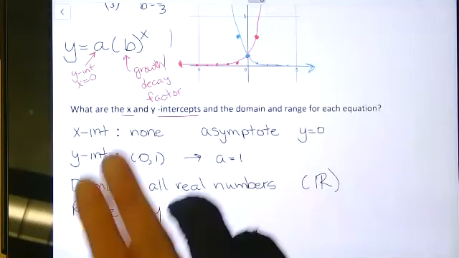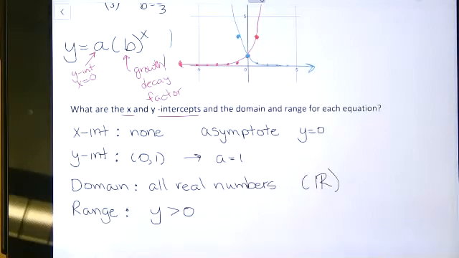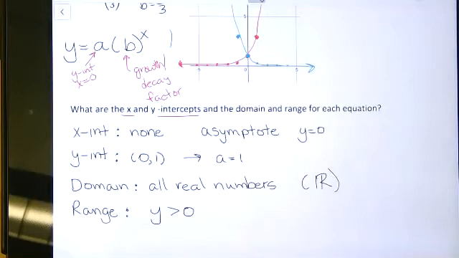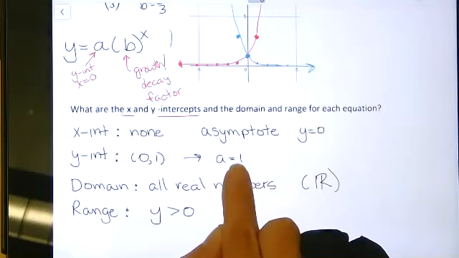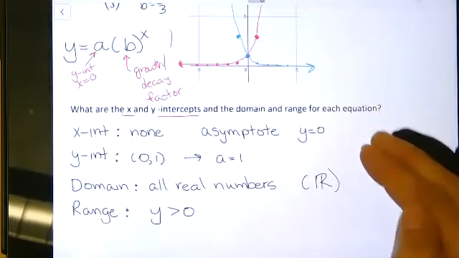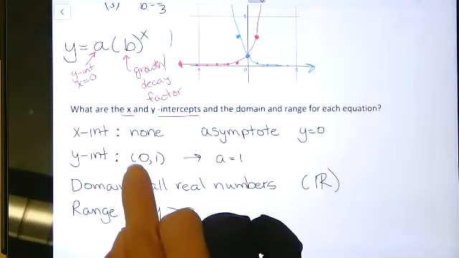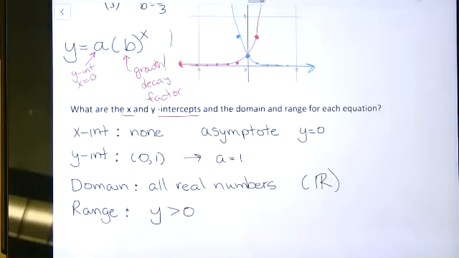So if you are asked what any of this is for any exponential, it's this. It will not change. The only value that changes here is the a. So whatever your a is, you can answer all of this. Doesn't matter what a is, you're going to say there's no x-intercepts. There's an asymptote at y equals 0. My y-intercept is 0, comma, whatever a is. My domain is all real numbers. My range is y values greater than 0.